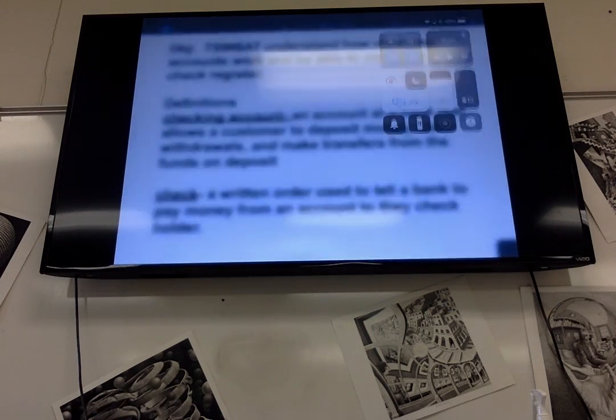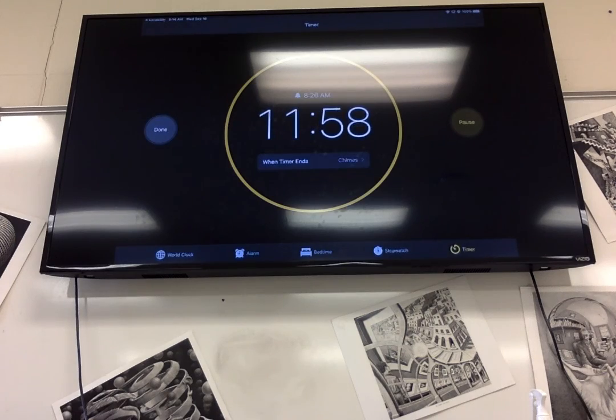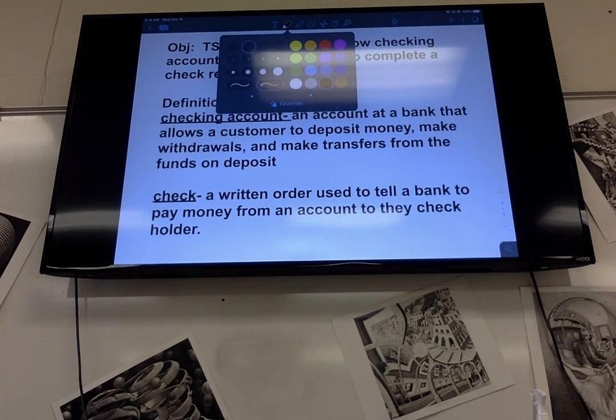So this time we are going to start talking about checking accounts, how to manage those. So first, write down the objective, and then we'll deal with the others.